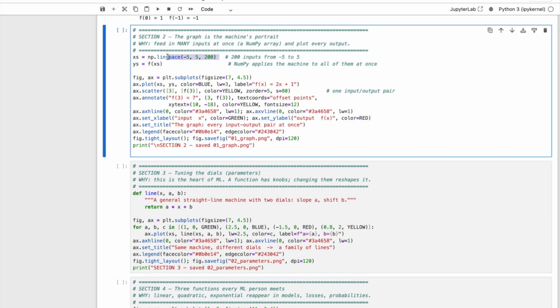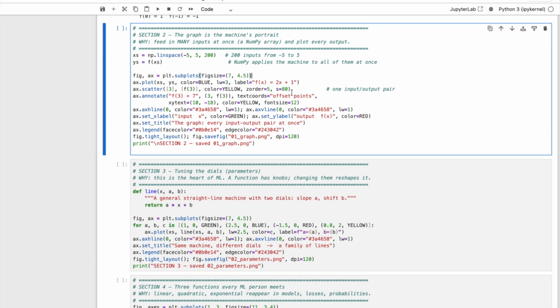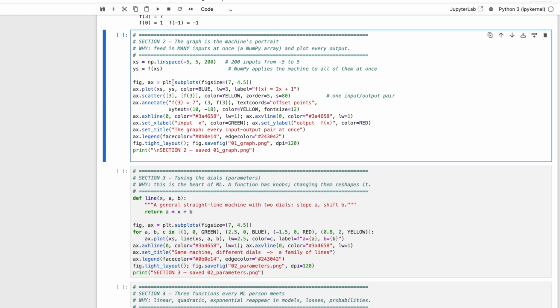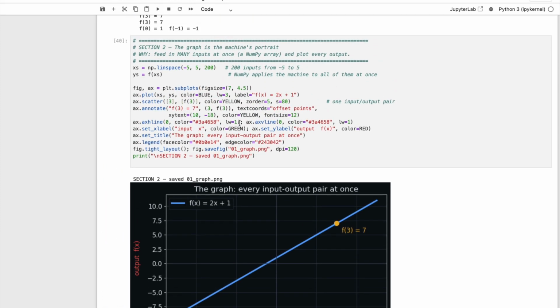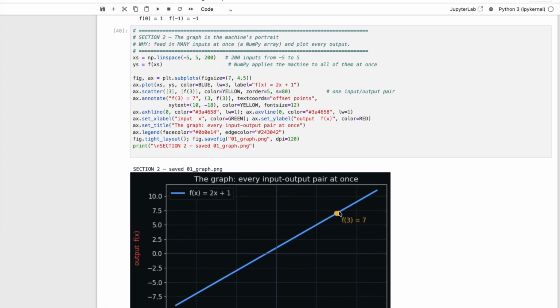Now the beautiful part. Instead of one input, we hand the machine 200 inputs at once using a NumPy array and plot every output. That picture is the graph. It is simply every input-output pair drawn together. The yellow dot is our 3 goes to 7 from a moment ago.